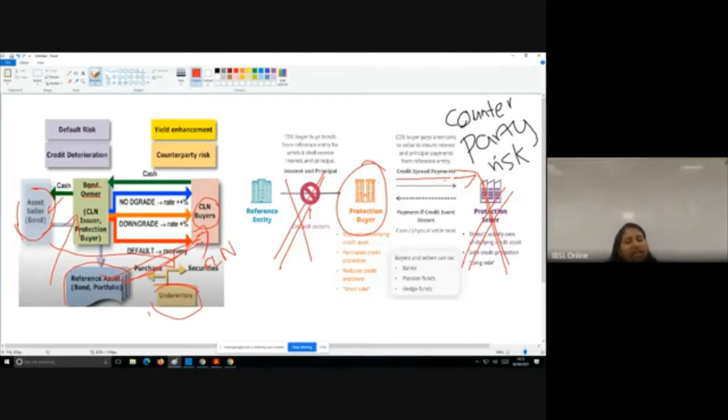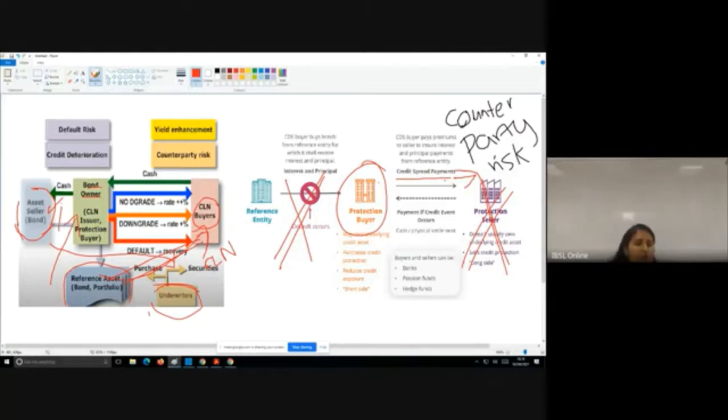It is the CLN buyer who takes up the default risk. Credit deterioration risk is also borne by CLN buyers. Why? If the underlying instrument is downgraded, then this instrument is also downgraded, and that will impact the market value of the instrument that they hold. Okay. Counterparty risk is also borne by CLN buyers.